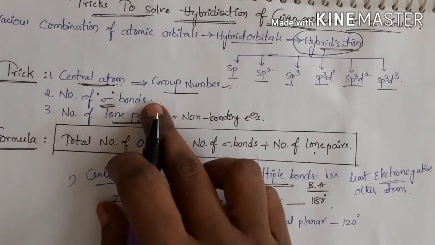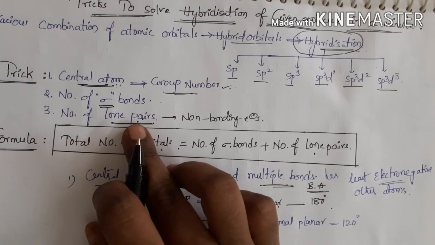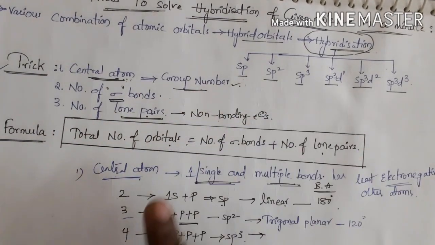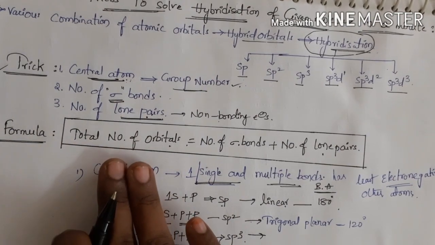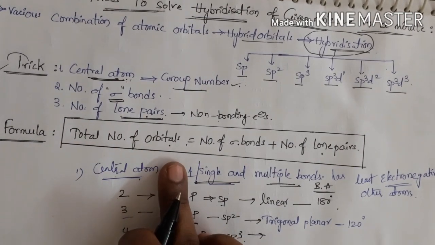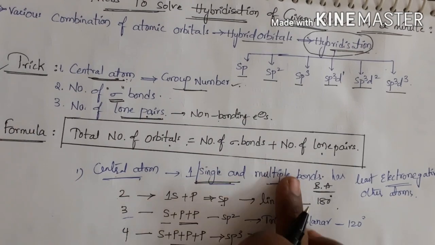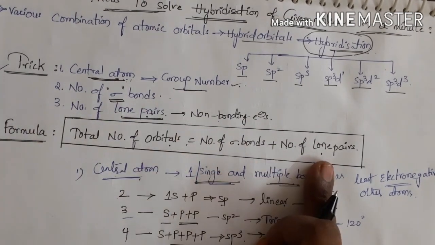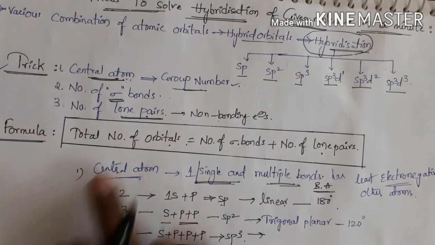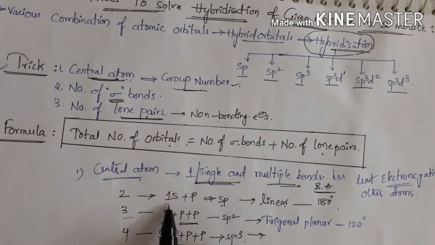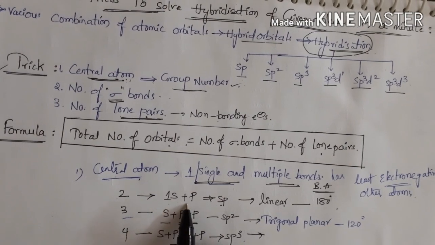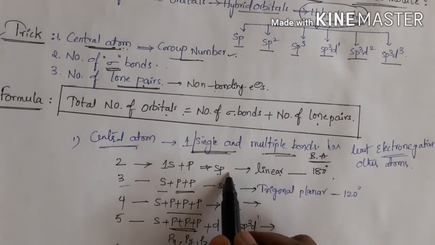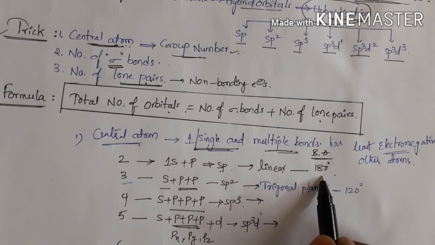Next, find out the number of sigma bonds and the number of lone pairs of electrons in the given molecule. Here comes the formula. The total number of orbitals is equal to the number of sigma bonds plus the number of lone pairs. If the number comes to 2, two orbitals are involved, one s orbital plus one p orbital, which gives the sp orbital, and the shape is linear with a bond angle of 180 degrees.